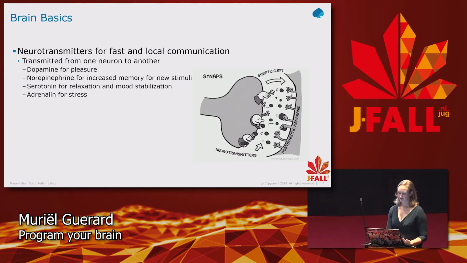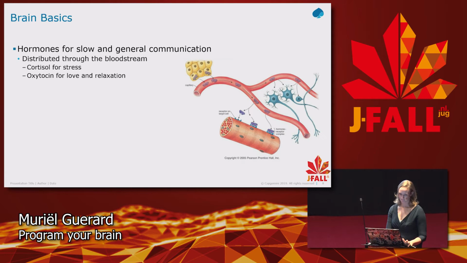Not only does it make individual neurons more sensitive to stimuli, which makes them react faster to influences from the outside world, but also it gets your whole body ready for a fight or flight response. It increases blood flow, it cuts blood from the intestines and sends it to the muscles, and wakes up primal parts of the brain to assess the danger. So hormones are for slow and general communication.